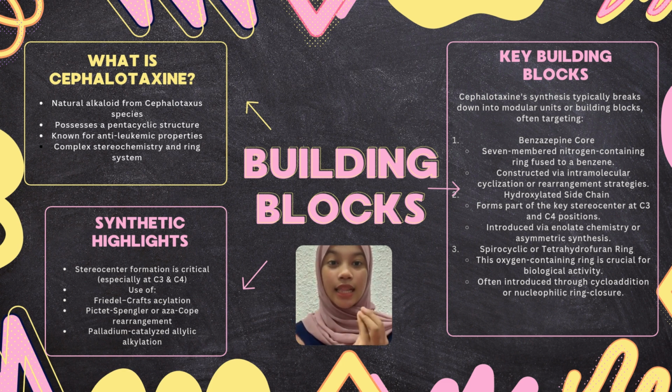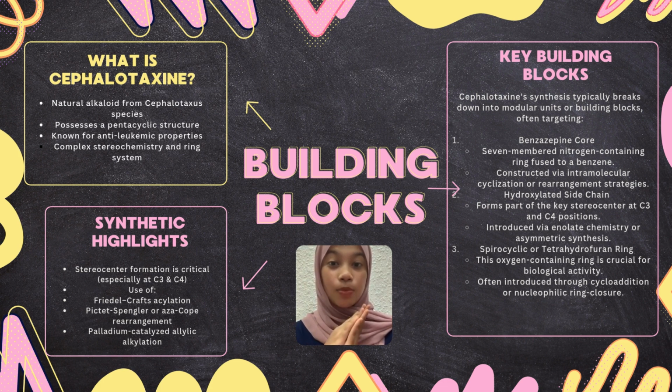Cephalotaxine is a natural alkaloid from Cephalotaxus species. It possesses a pentacyclic structure and is also known for anti-leukemic properties. Cephalotaxine also has a complex stereochemistry and ring system. So, let's go to another part, which is the key building blocks.